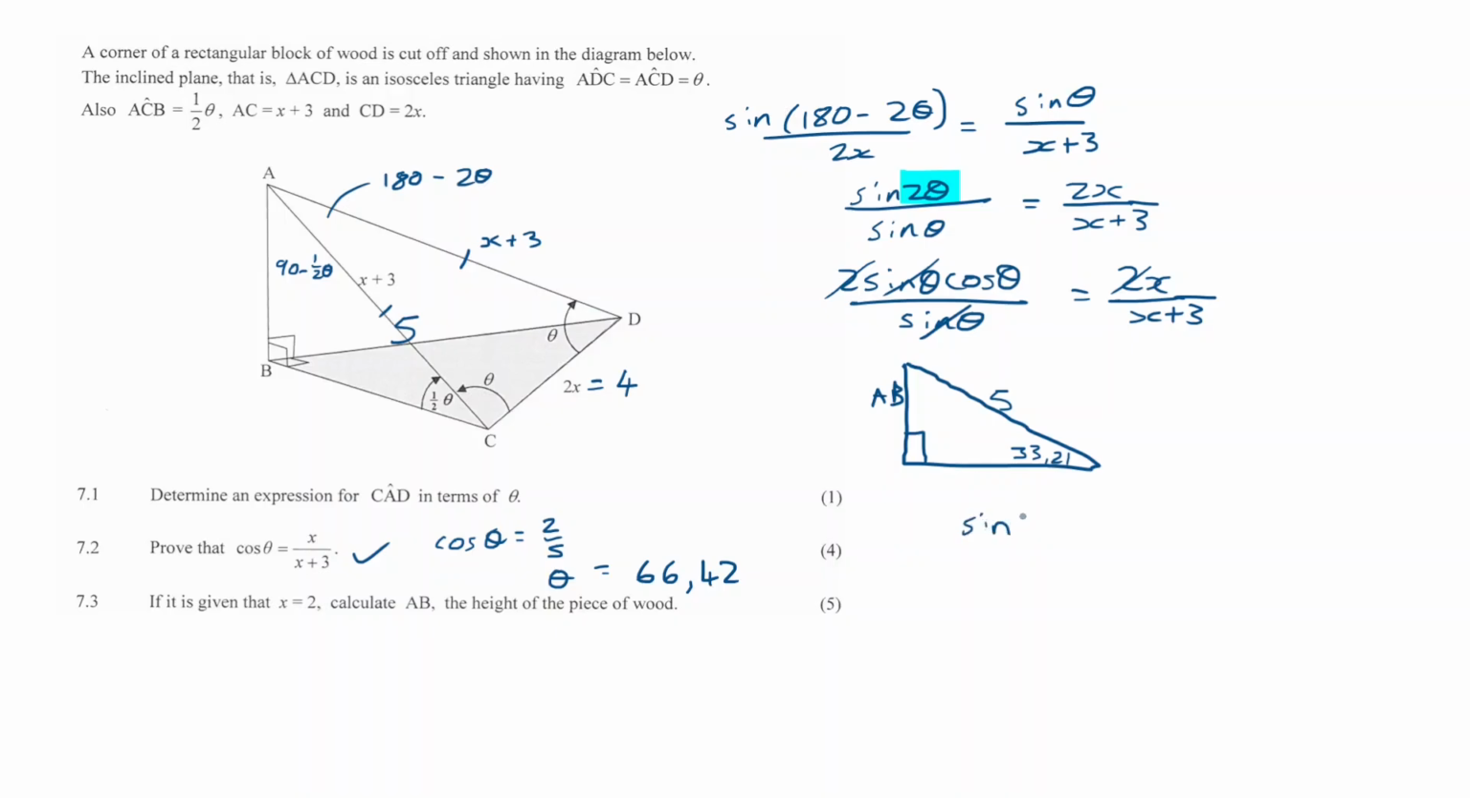sine when I looked from 33.21 is equal to my opposite over hypotenuse. I'm wanting AB, so I just times 5 to the top here, and when I punch that in my calculator, it just spits out my answer just like that of 2.74 units.